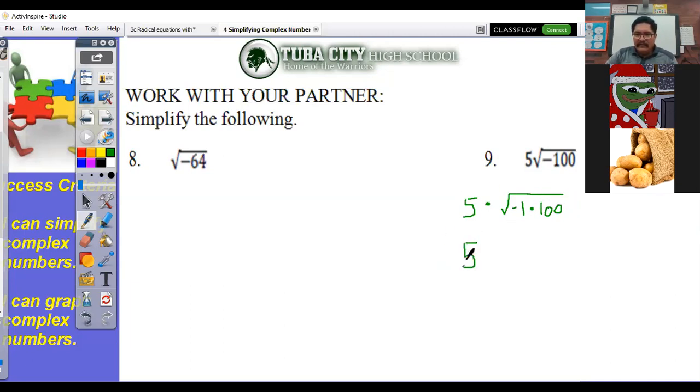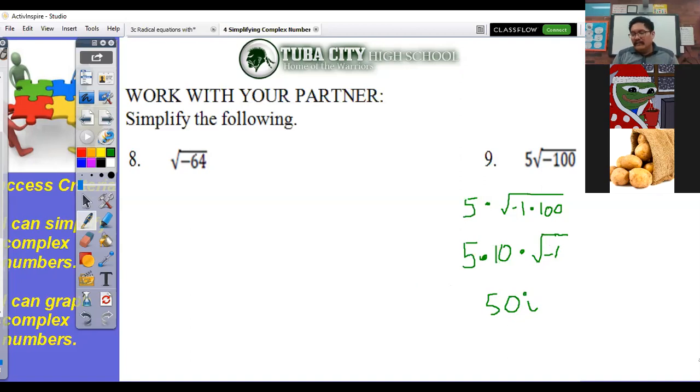So 5, because the 5 is already on the outside, and I'm going to take the square root of 100. So square root of 100 is 10. But we still have this negative root 1. I'm sorry, I almost put i there. I'm getting ahead of myself. So 5 times 10 is 50. And root negative 1 is i. So I end up with 50i as the simplified answer.